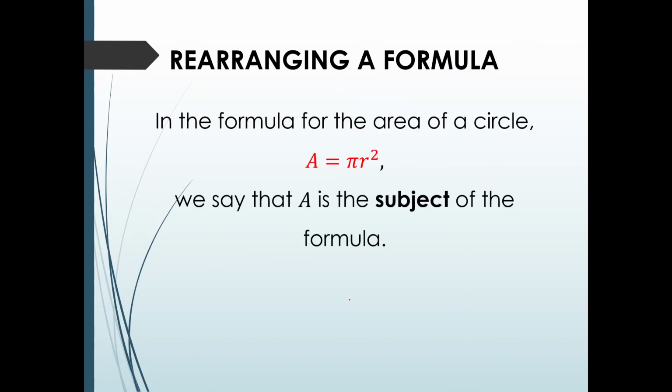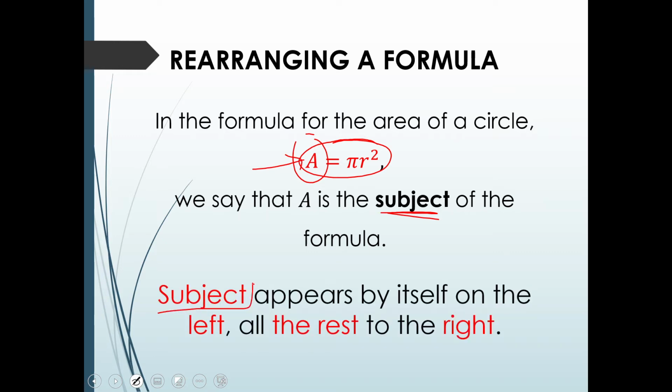So this is the area of a circle. A is equal to pi r squared. So what do you mean by subject? In this case, A is your subject. The subject usually appears on the left side, and the rest of it should be on the right side. So always remember, the subject should be on the left side. In this case, our subject is A.